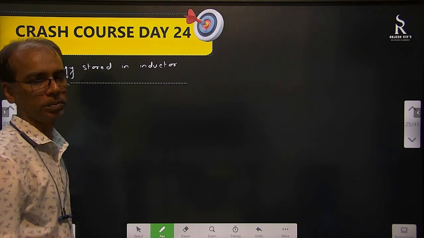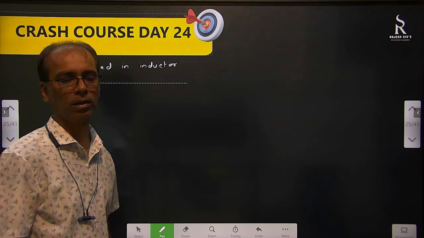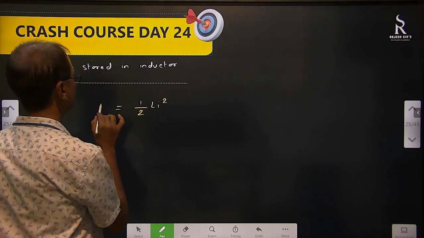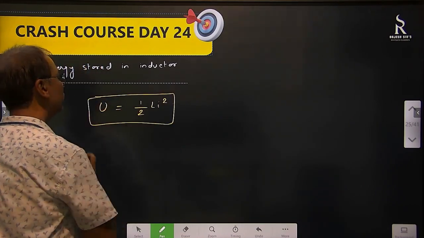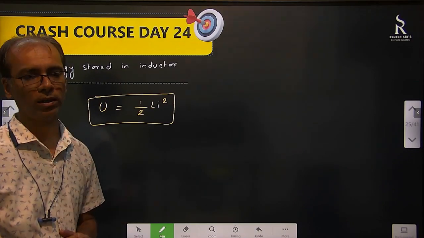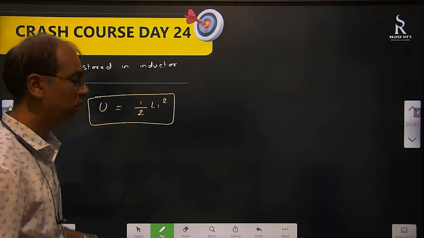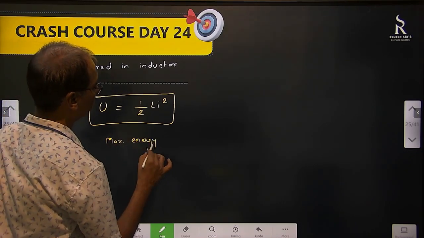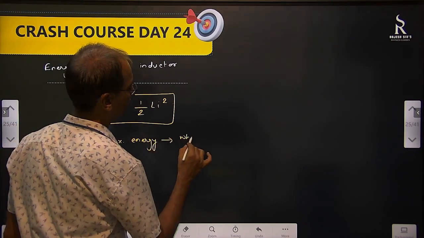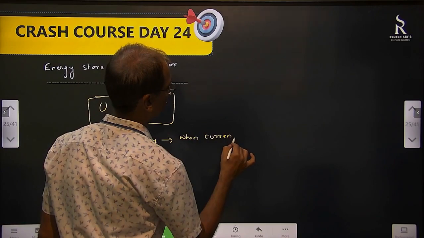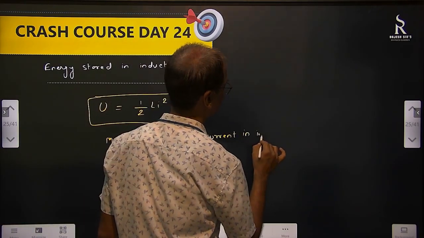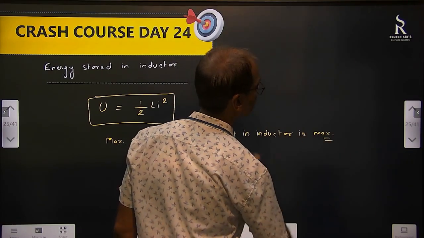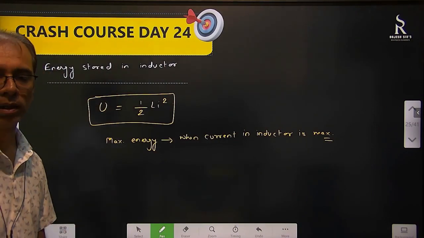Then the last topic here. Energy stored in inductor. We already discussed, half Li square. So energy stored in inductor is half Li square. This is the maximum energy stored inside the inductor, half Li square, when current in the inductor is maximum.